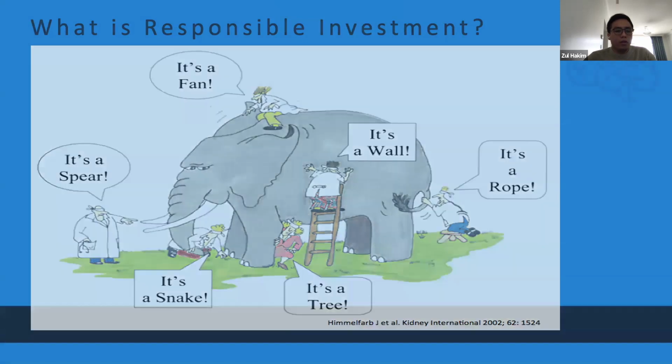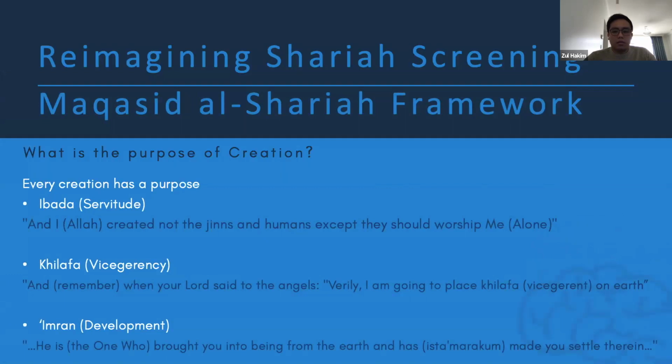Okay, moving forward, the last part of our discussion for today is Reimagining Sharia Screening and the Maqasid Sharia Framework. The question here is how can Sharia screening be closer to its substance and be closer to the Maqasid. Maqasid here means the objective of Sharia, or the objective of Islamic law. Before we go further into understanding the objective of the Sharia, just a brief explanation here.